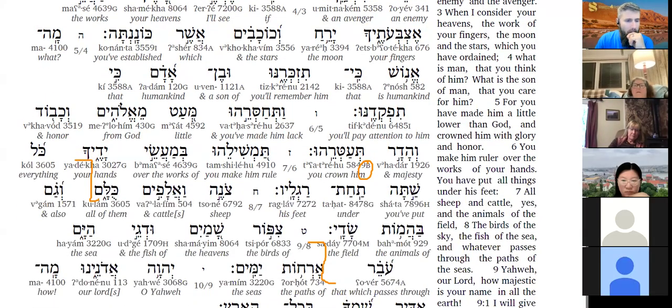There we go. Clear screen. Ma enosh ki tizkerenu, ven adam ki tifkadenu. All right. So here we have parallelism. Where is it? Where do you divide it?